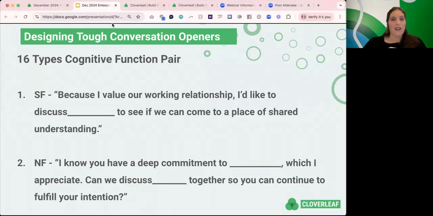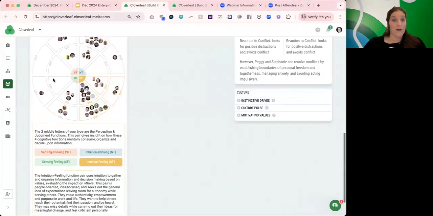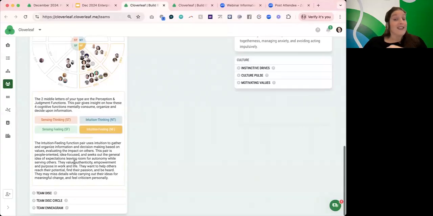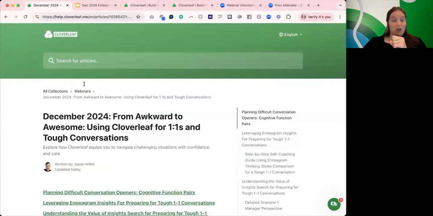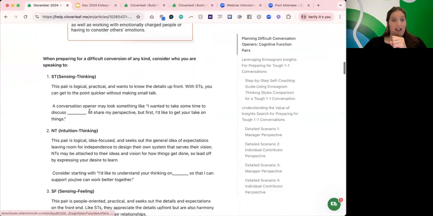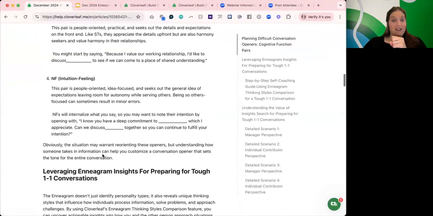So again, all you really have to do is locate your person, understand a little bit more about them, and then design your opener. And in your resource, you have all of these openers right here. So you can start to plan and prepare your conversation. Any questions at all? Yes, this is 16 types. Okay.